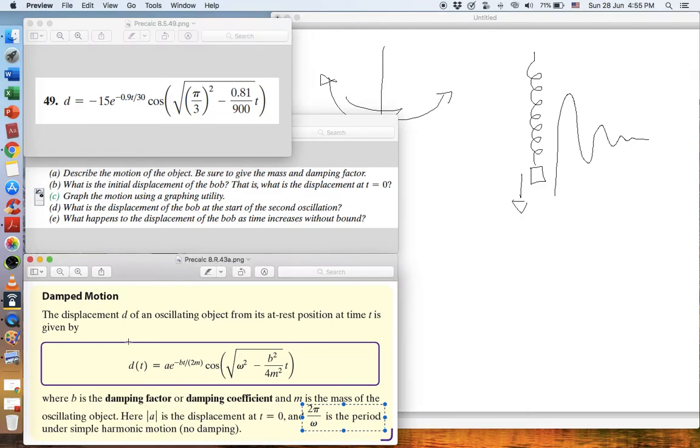We've got a generalized formula here. Displacement, or the distance from center, or distance from initial resting place, as a function of time. That means that time is the independent variable, the x-axis, and d of t is y, or the dependent variable. And that's equal to a e to the negative bt over 2m. A is our initial displacement, and b is our damping function or damping factor. M is the mass, and then we've got a period and a cosine function here.